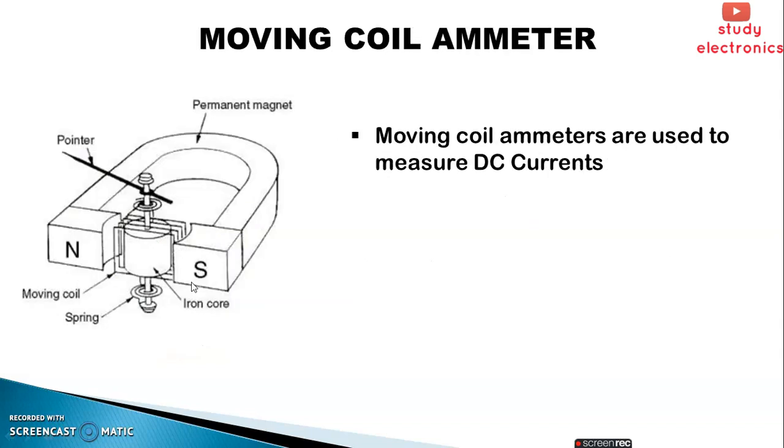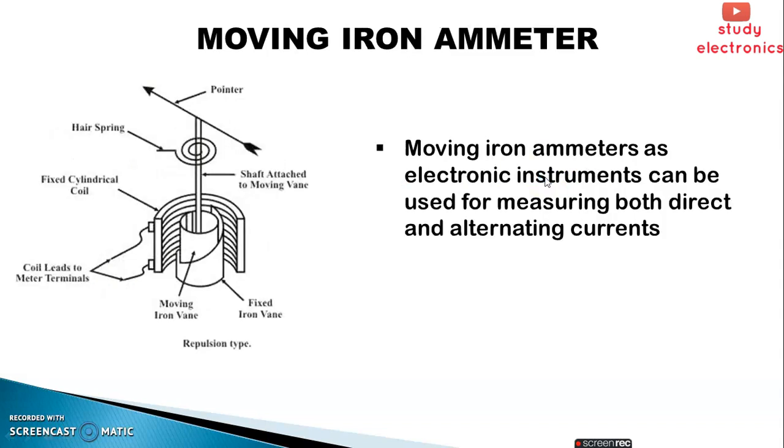Then moving coil ammeter. So this is the representation of a moving coil ammeter. Here is a pointer and there is a permanent magnet, a moving coil and a spring, and then two poles, north pole and south pole. So moving coil ammeters are used to measure DC current, direct current.